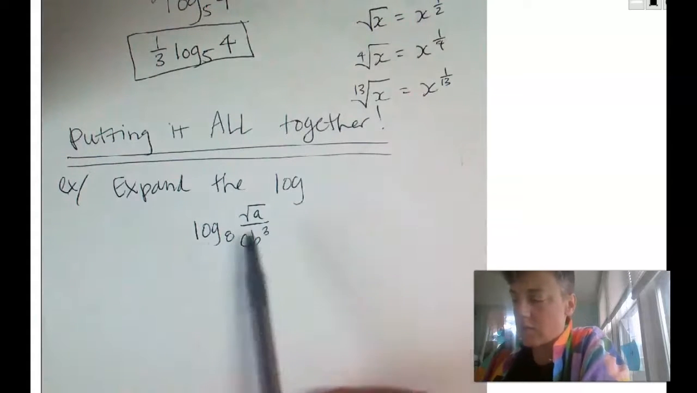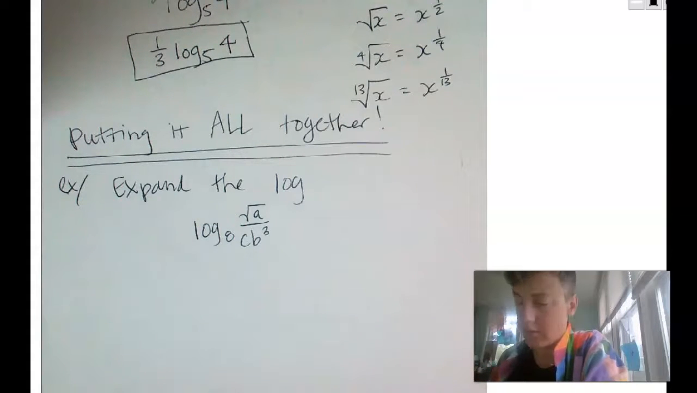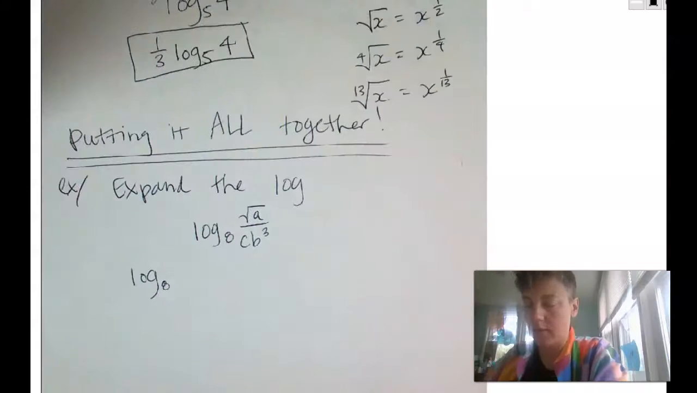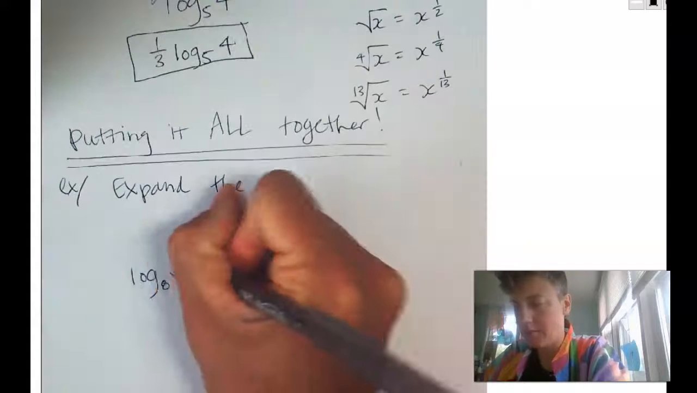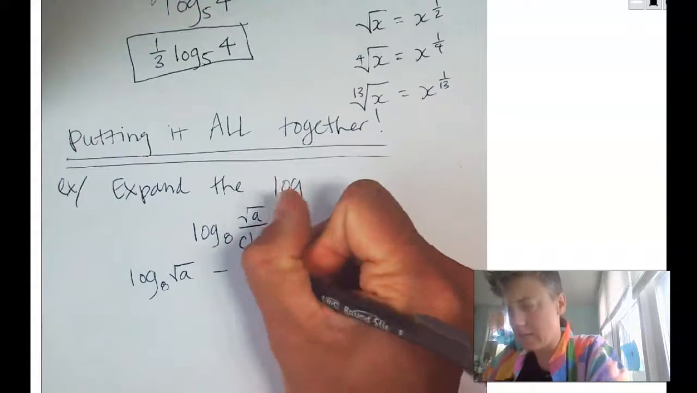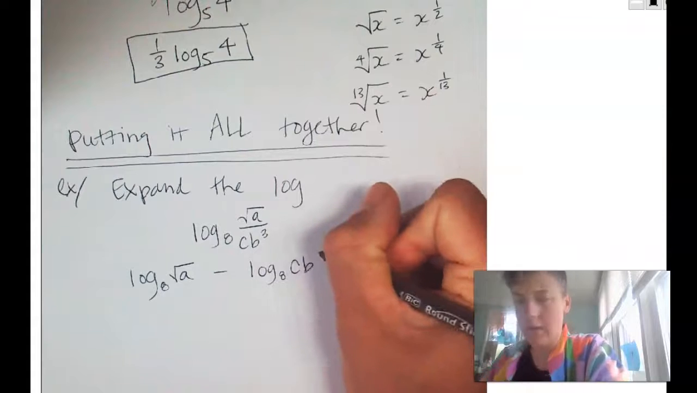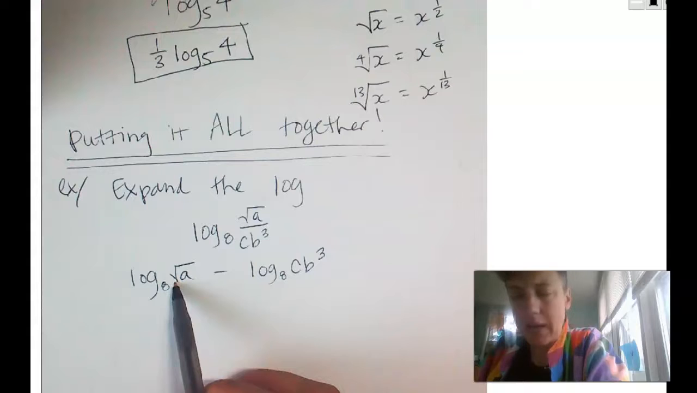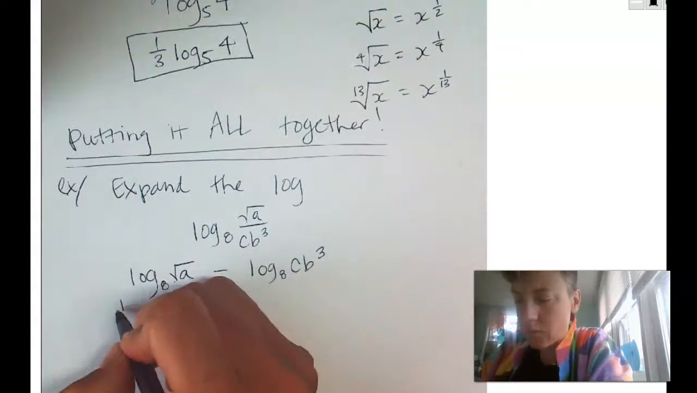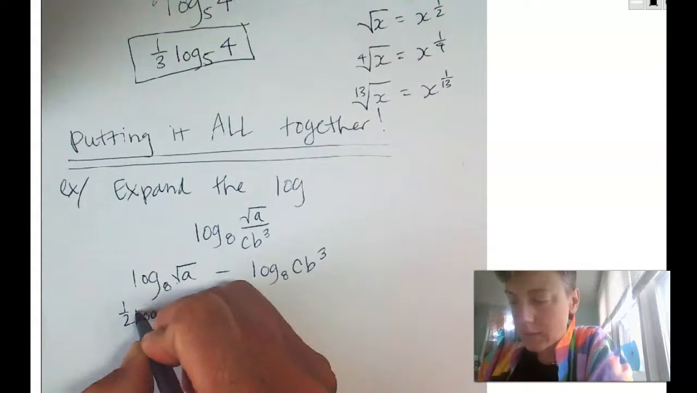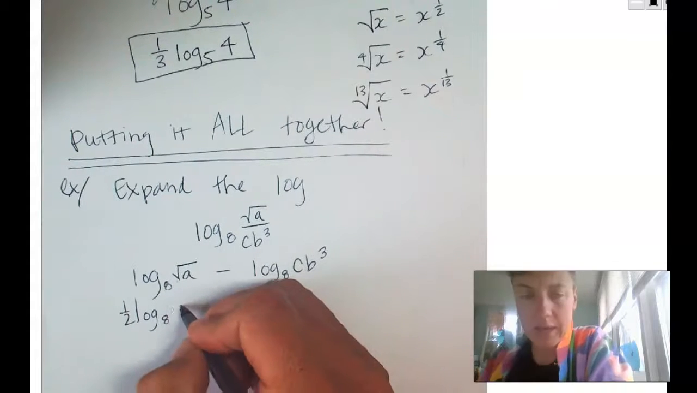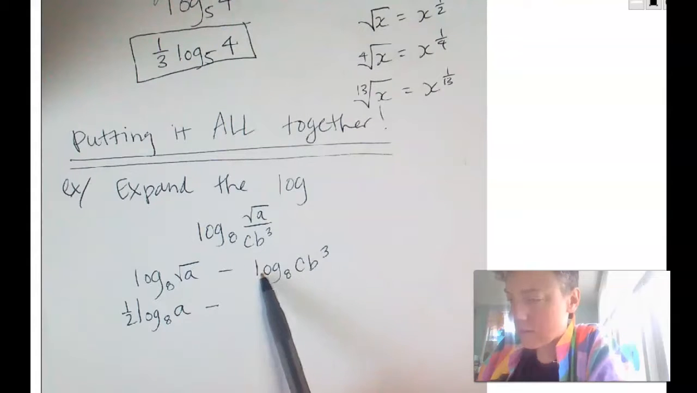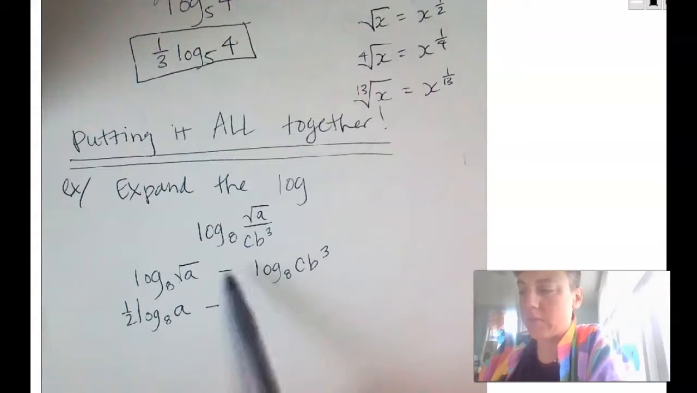So let's undo the division first. So we'll have log base 8 of square root of a minus log base 8 of cb cubed. Then we can change this into the 1/2 power and move that 1/2 in front. So we've got 1/2 log base 8 of a minus, and then let's split these guys up, but be careful, we're subtracting this whole thing.